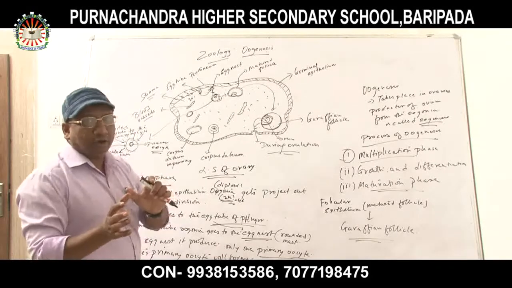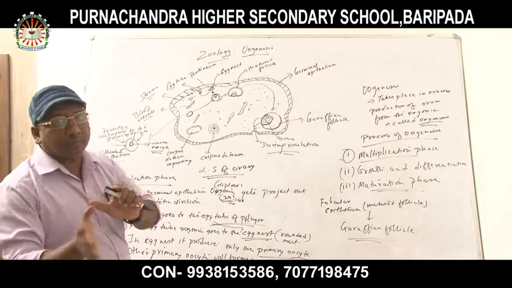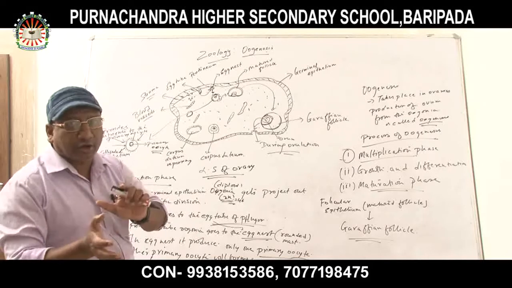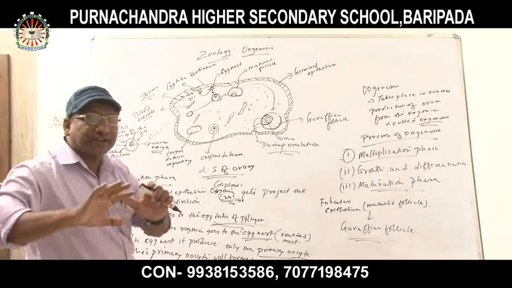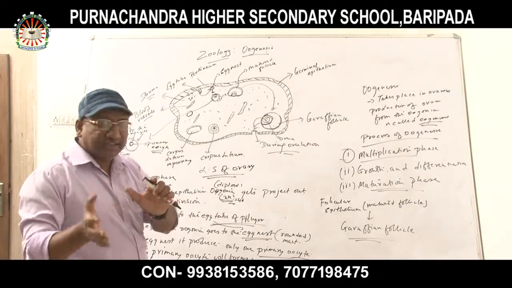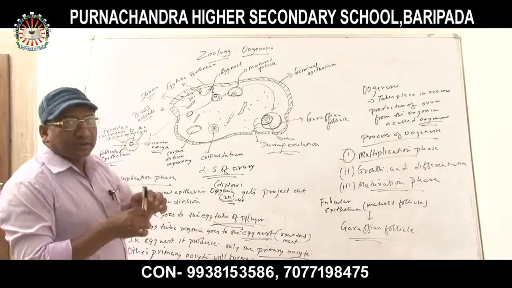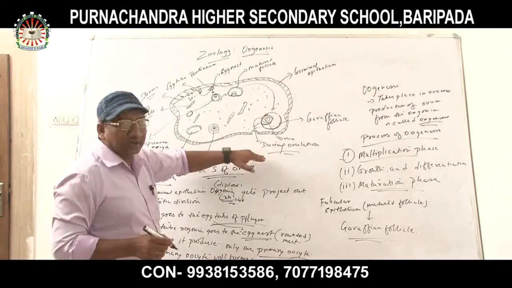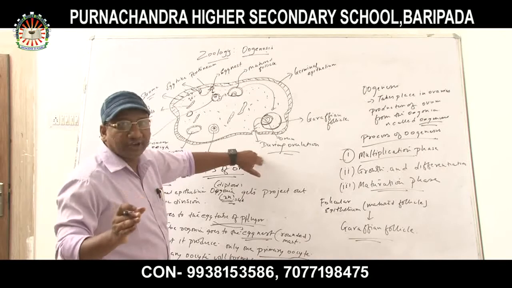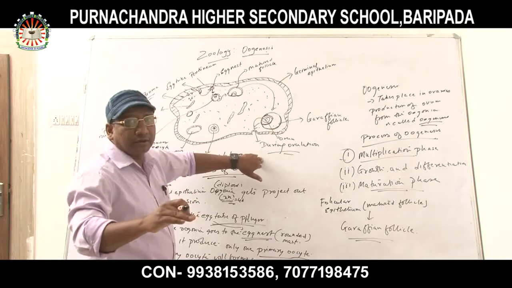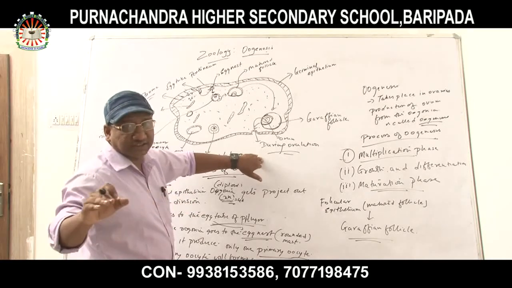exhibit which kind of cell division? That is prophase 1 of meiotic division. The ovum exhibits prophase 1 of meiotic division until fertilization takes place.